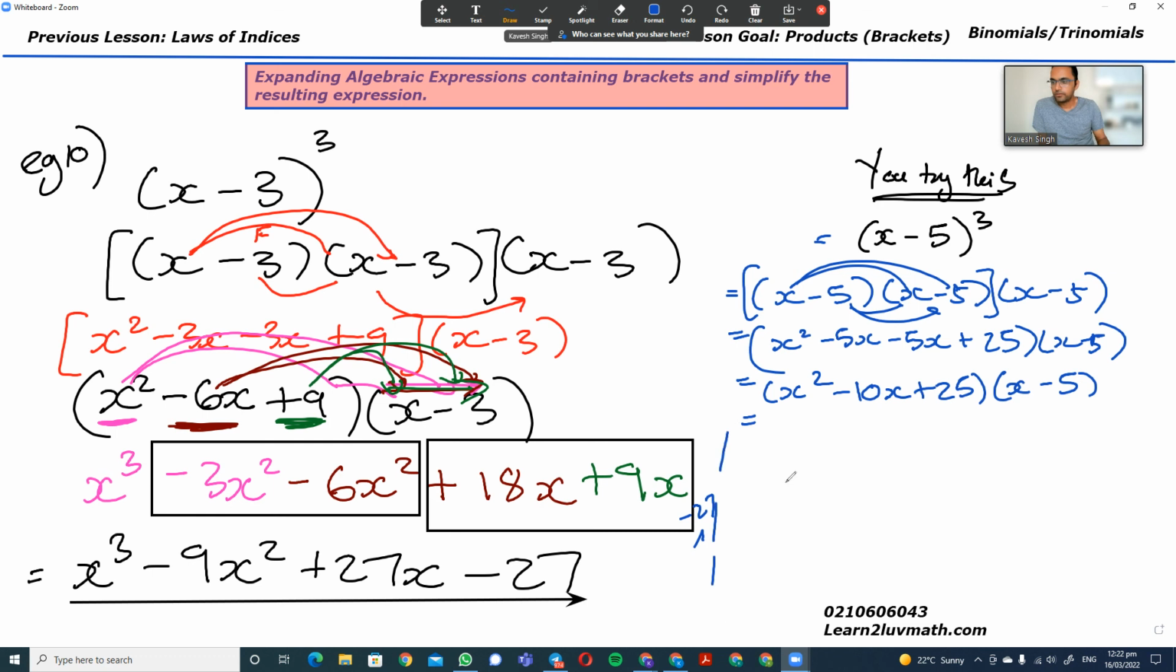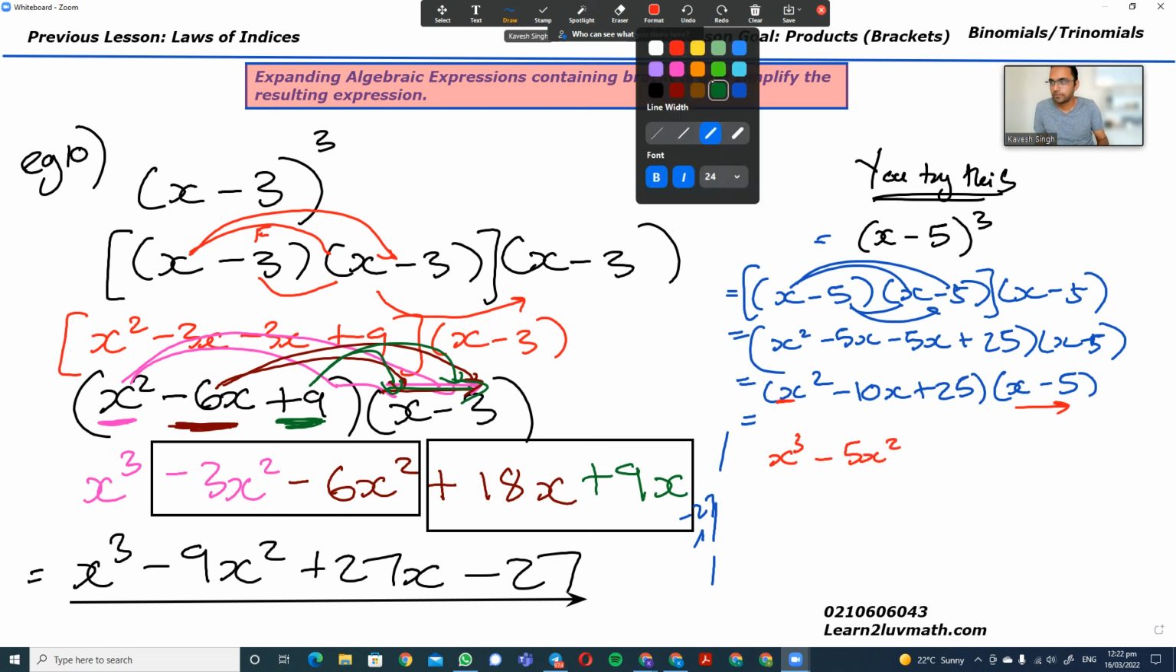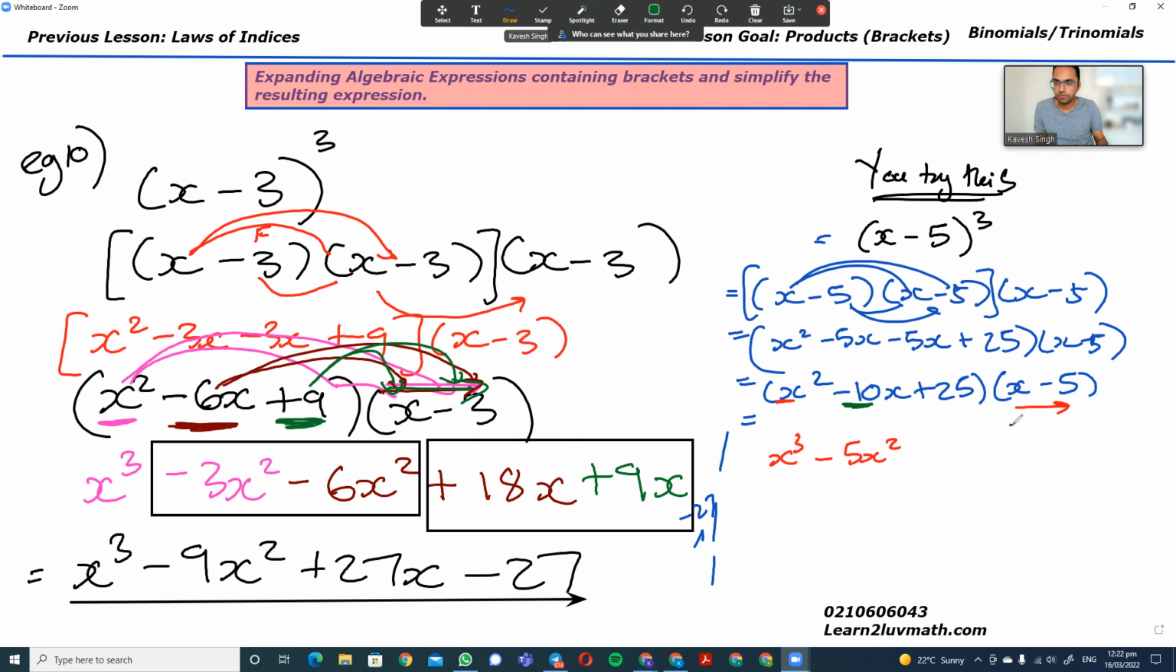And we can see that from here, I'm going to now multiply each term by the other. So x squared, let's multiply it all the way across. I will get x squared times x will be x cubed. And x squared multiplies by negative 5 to give me negative 5x squared. Negative 10x multiplied across. Negative 10x times x gets you negative 10x squared. Negative 10x multiplies by negative 5 to give you positive 50x.